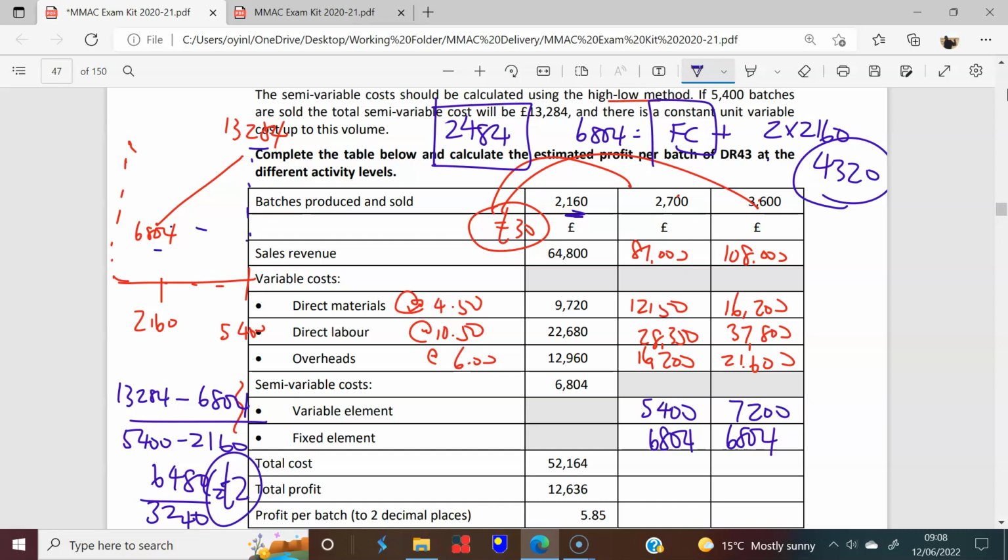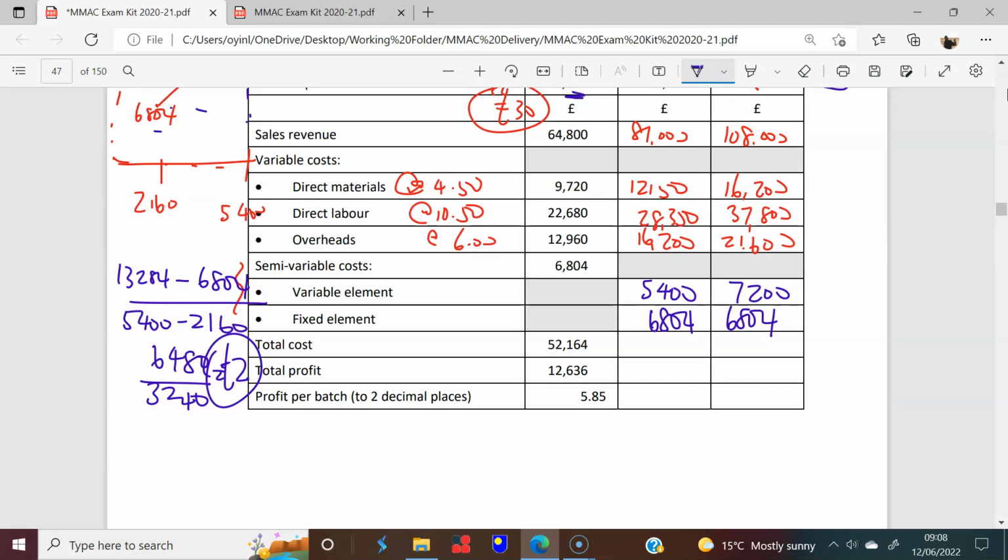Right, and then let's just plug it all the way down. I'm just going to do this one just because of time. Let's look at the total cost. This is 12,150 plus 28,350 plus 16,200 plus 5,400 plus 6,804, which is 68,904. And my total profit will be taking this total cost away from the revenue of 81,000, which is 12,096. A bit interesting.